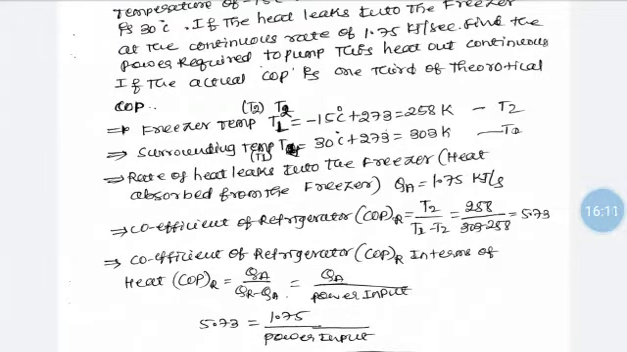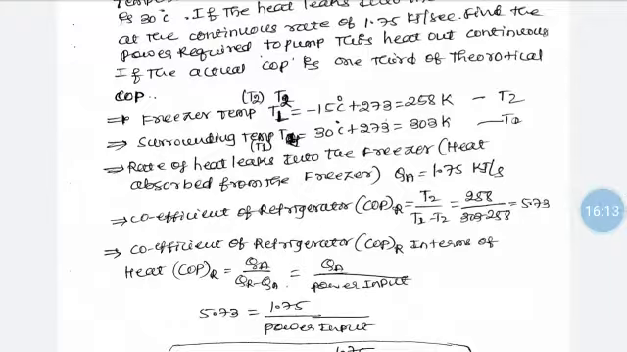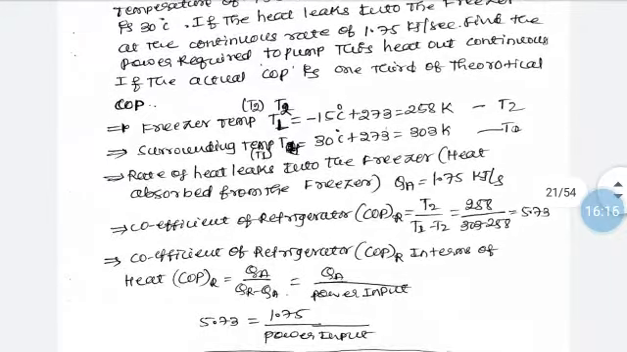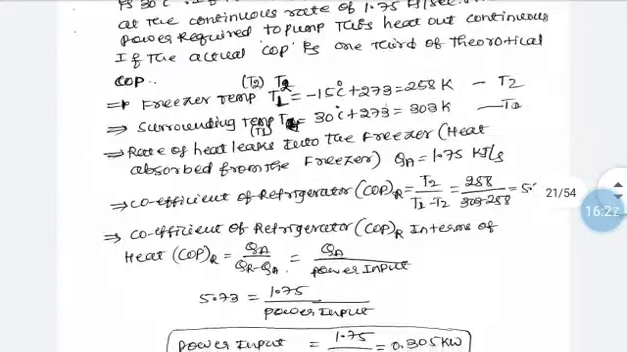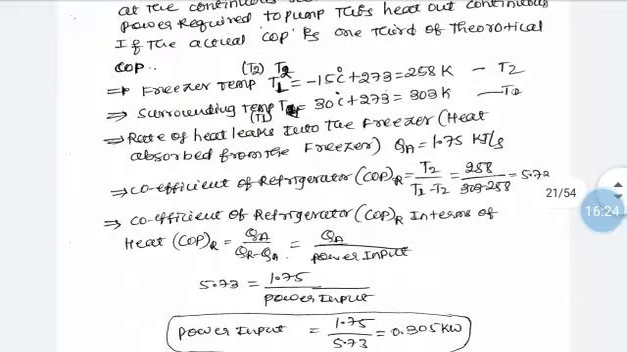Next, the surrounding temperature, that is T1. T1 is equal to 30 degrees Celsius, that is the ambient temperature, plus 273 to convert to Kelvin, so T1 is 303 Kelvin. The rate of heat leaking into the freezer is the heat absorbed from the freezer, so QA is equal to 1.75 kilojoule per second.